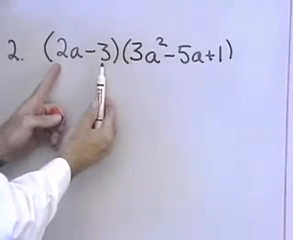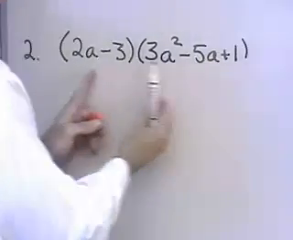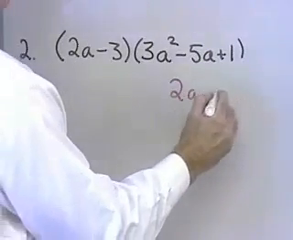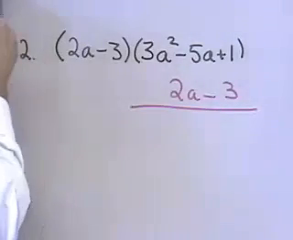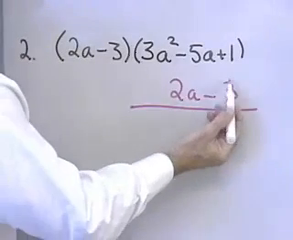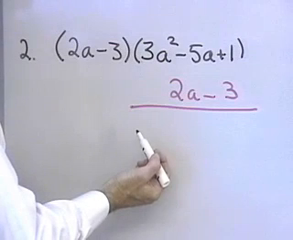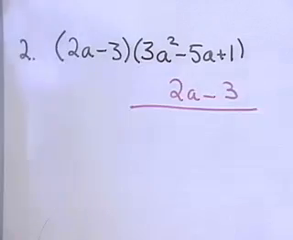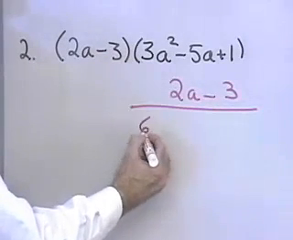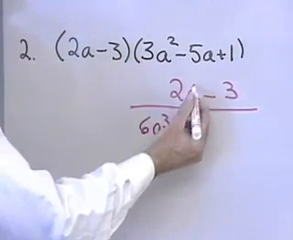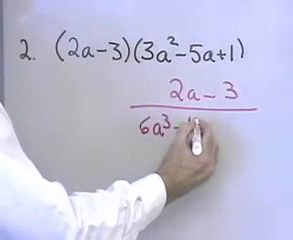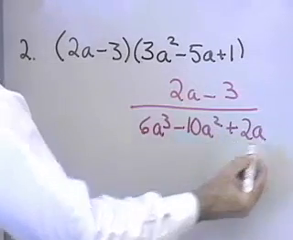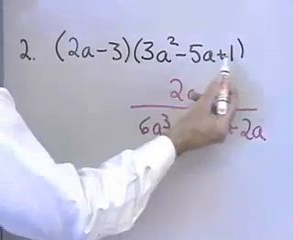Let's look at the product of a binomial with a trinomial. What we want to do when we multiply this binomial times this trinomial is multiply each term here times each term here. We can do that in an organized fashion by writing the 2a minus 3 underneath and then using something that looks similar to long multiplication. Let's try 2a times 3a squared. When I do that, I'll end up with 6a cubed. Now 2a times negative 5, negative 10a squared. 2a times 1 will be 2a.